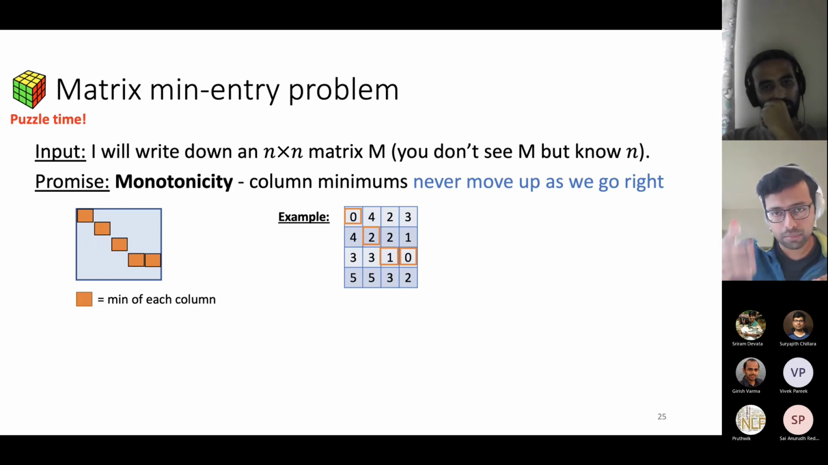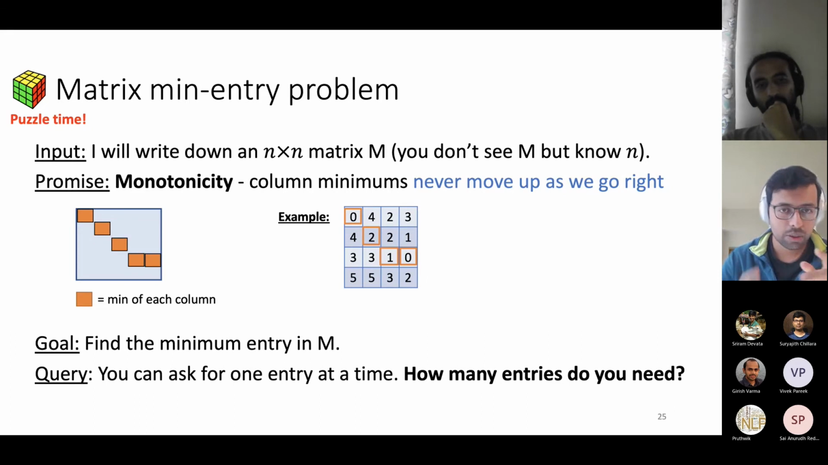So if you look at the column minimums, there is 0, 2, 1, and 0, and you can see that 0 appears above 2 in the row space, and 2 appears above 1 in the row space, and 0 appears exactly in the same place as 1 in the row space, but never above 1. So I hope the definition of the monotone matrix is clear.